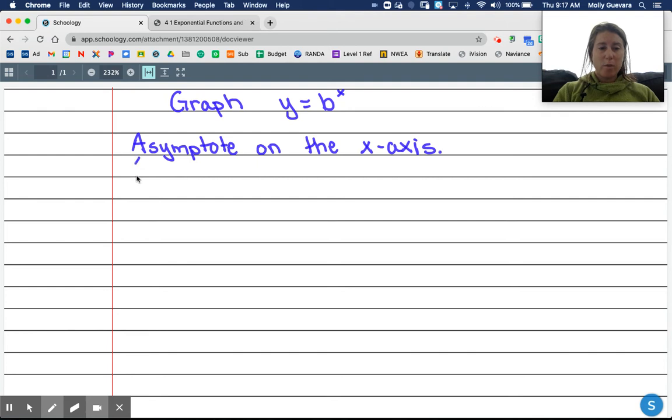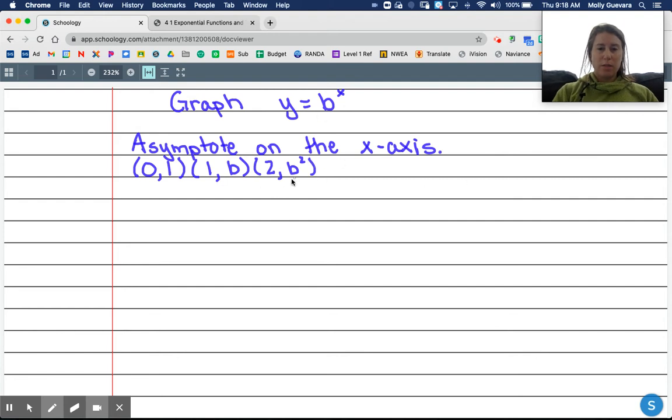And I'm going to have a point at 0, 1. That will always be a point in this graph, no matter what b is. Then I'm going to have a point at 1, b. So if b is 3, it would be 1, 3. If b is 4, it'd be 1, 4, right? Then I'm going to have a point at 2, b squared.